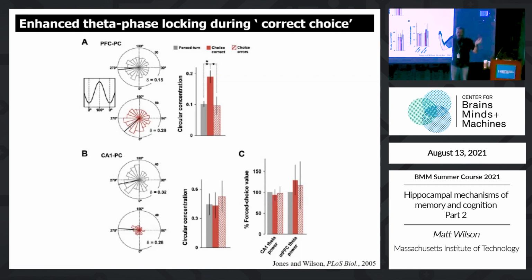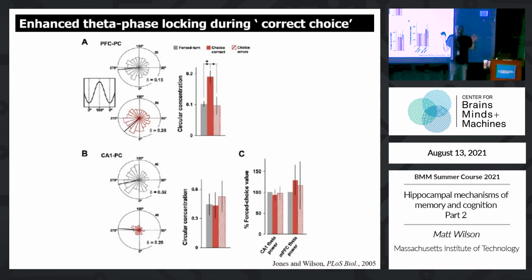The animal's making no choice, it's running on the track, it's going to go left or right, but it doesn't make any decision. In solid red, you see the degree of phase locking that you get when the animal's going in the choice direction, and it makes the correct choice. That is, it went right, it remembers where it started, and it makes the correct choice. Interestingly, here in the hatched red, this is the degree of phase locking when the animal's moving in the choice direction, but it gets it wrong.